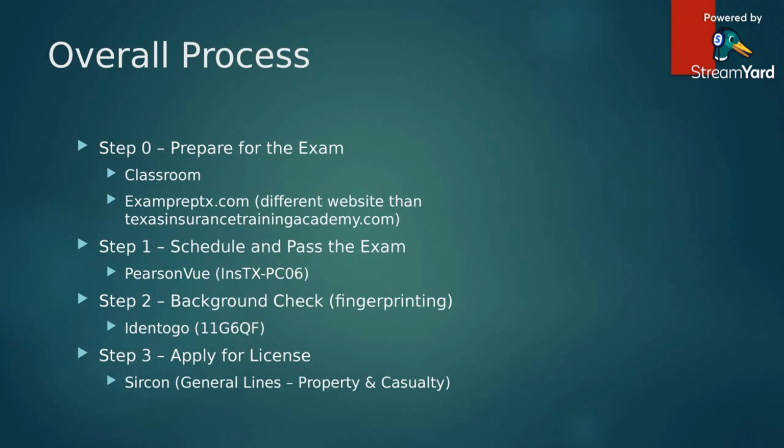Once you've completed those first 2 steps, you will be allowed to apply for your license in step 3, which is going to be through a company called Circon. When you go through Circon, you're going to be able to access all of these links on our direct website, texasinsurancetrainingacademy.com. Your general lines will be the first thing you select, and then it's going to be property and casualty. So that's the 3-step process to get your initial license with general lines, property and casualty.